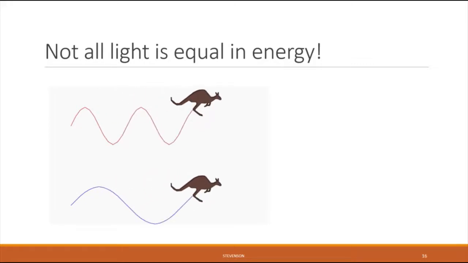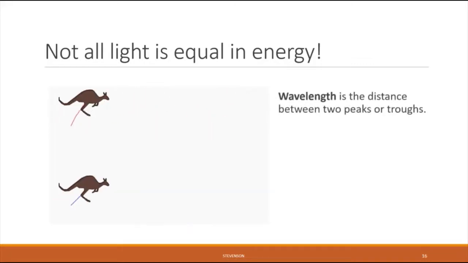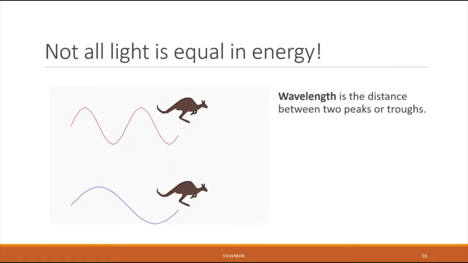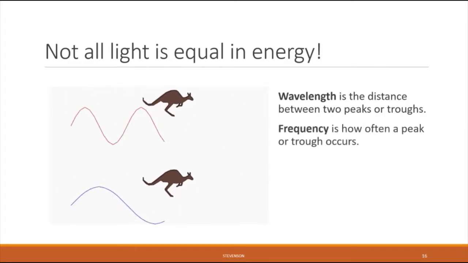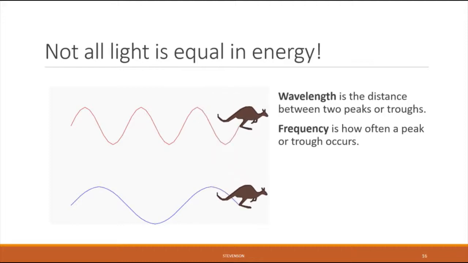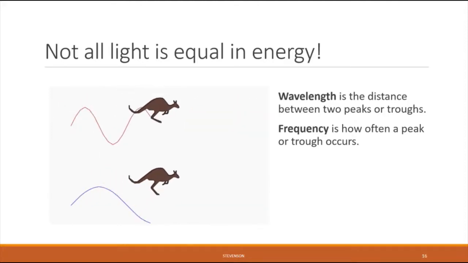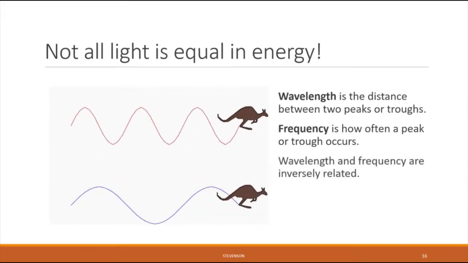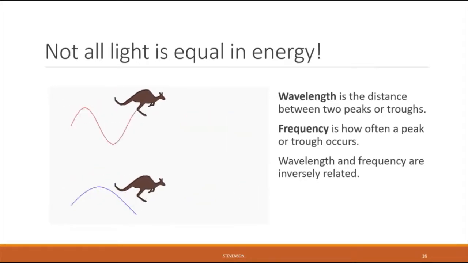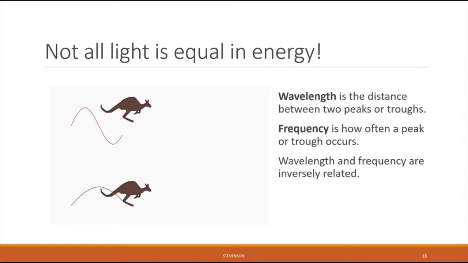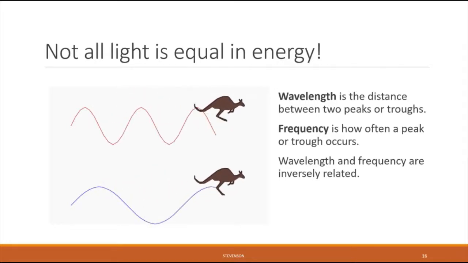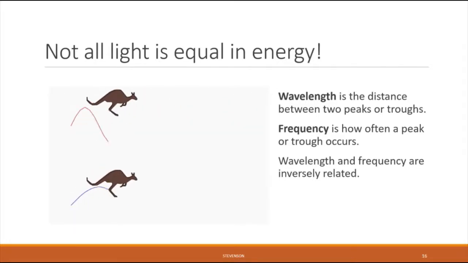Now, as we said, wavelength is the distance between 2 peaks or 2 troughs. Frequency is a measurement of how often a peak or trough occurs. And these 2 quantities are inversely related to each other. What this means is that a higher wavelength inevitably results in a lower frequency.